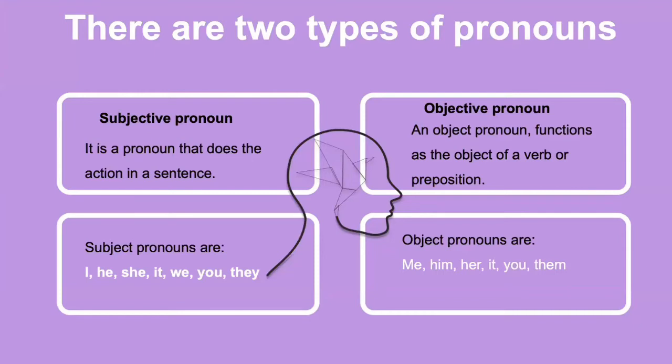A subject pronoun is a pronoun that does the action in a sentence. Examples of this would be I, he, she, it, we, you, and they. Now, an object pronoun functions as the object of a verb or a preposition. Object pronouns can be me, him, her, it, you, and them.